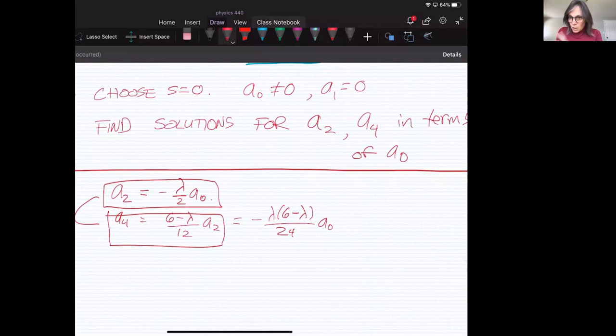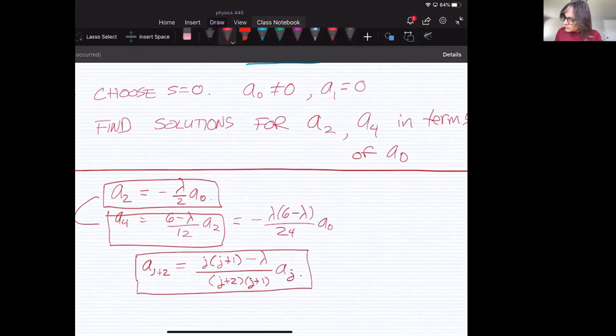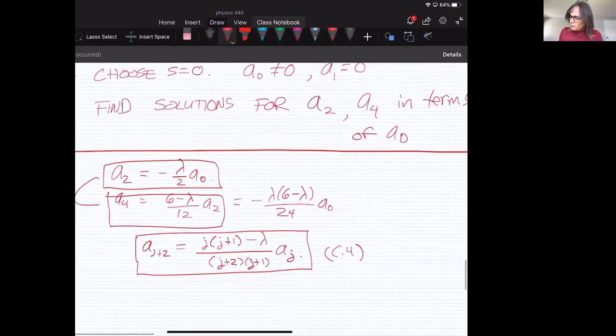And I'll do this in detail on a supplemental video, but what you would find is that A sub j plus 2 is equal to (j times (j plus 1) minus lambda) over ((j plus 2) times (j plus 1)) times A sub j. So that's the recursion relation for even numbered, that is for the s equals 0 case. And if you put in j equals 2 or j equals 0, you should be able to see that you get the 2 of the 4 terms.